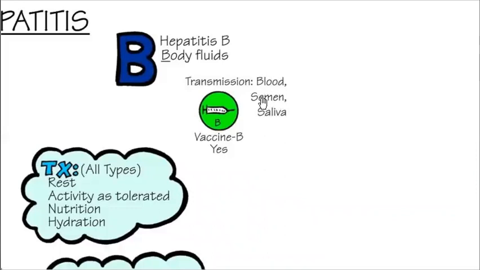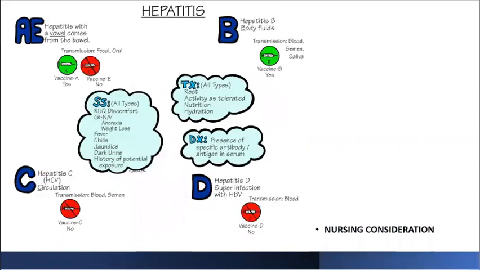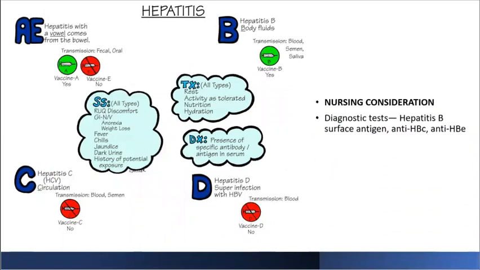Again, it could also have sexual transmission through semen. It could also be transmitted through the saliva and even through maternal fetal routes. Okay, so body fluids. So that's one way to remember it. So with hepatitis B, what should be our nursing consideration? Okay, so that will be our diagnostic tests. So you're looking out for hepatitis B surface antigen.